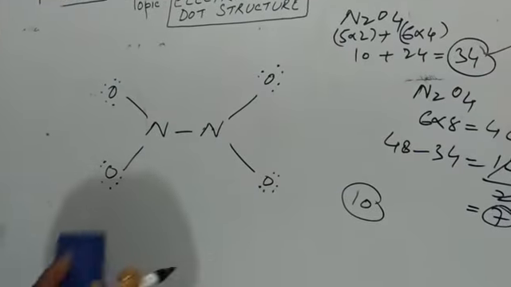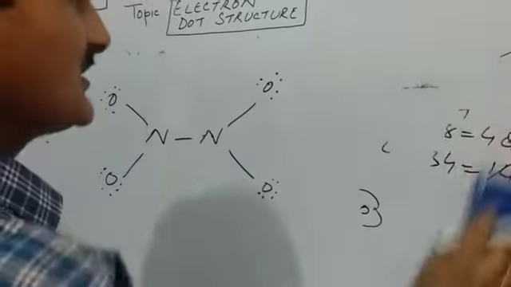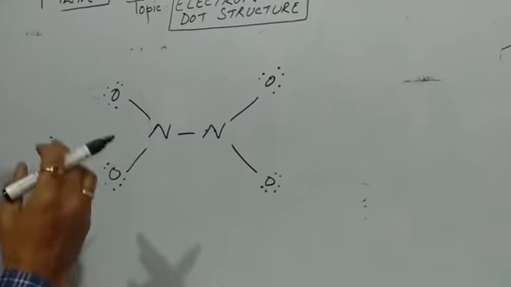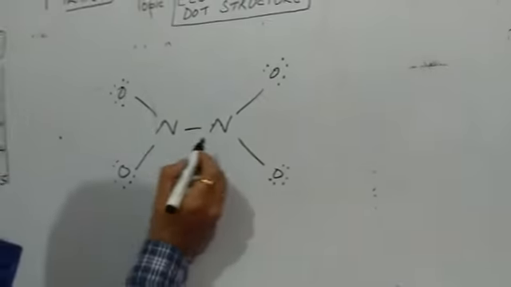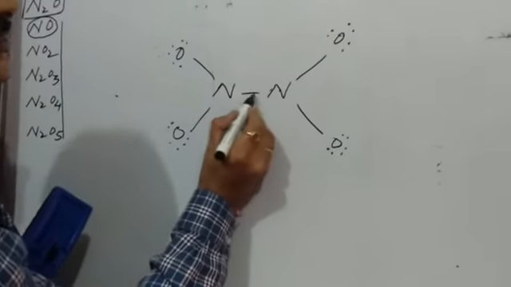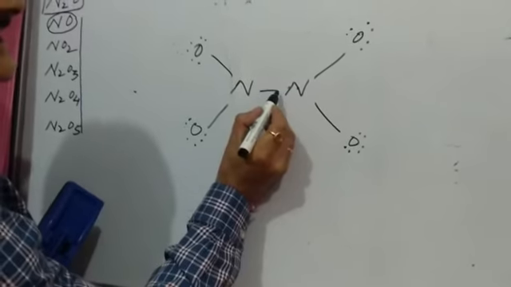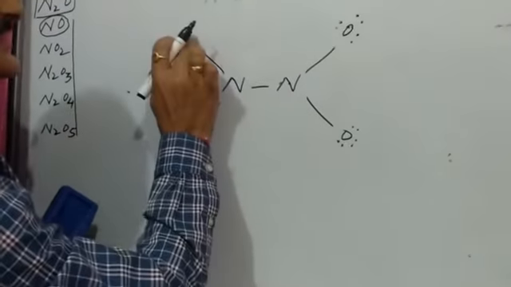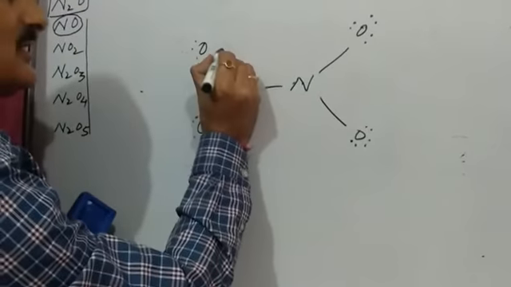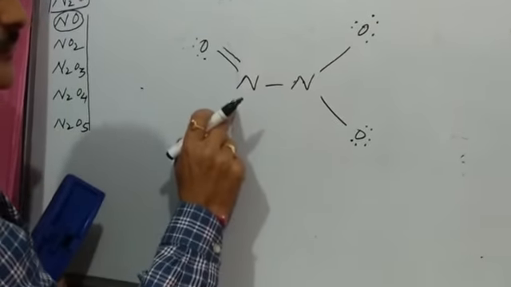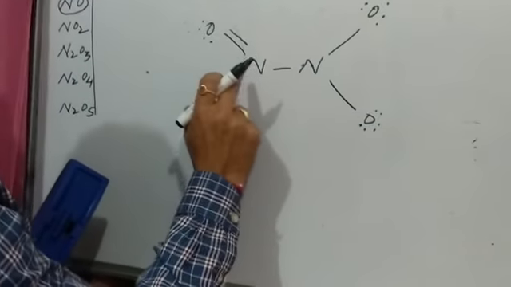Now let us see whether the central atom and the other 2 atoms have completed their octet or not. This nitrogen atom has 2, 2, 2, so it has 6. It hasn't completed its octet. So how can it complete its octet? Let us shift these 2 electrons from here to here in the form of a bond. Now see, 4 plus 2, this has completed its octet.